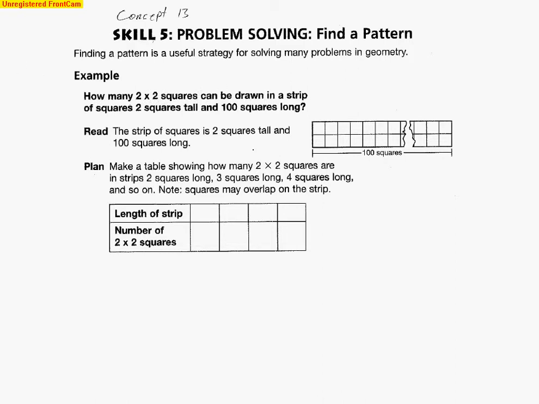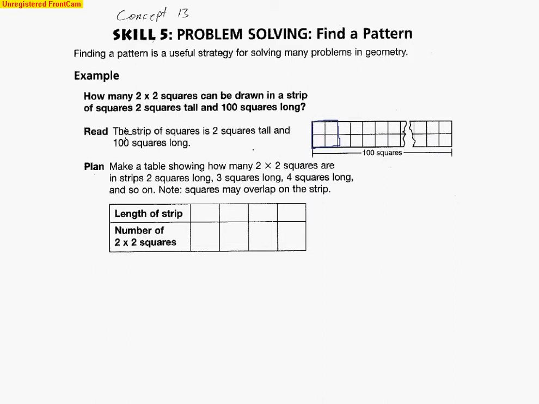Let me give you an example of what a 2 by 2 square would be. This is one side of the 2 by 2 square, and here's another side right here, and so there is the 2 by 2 square. So we want to find out how many of these we can make from a strip that has 100 squares going in one direction, but only 2 squares going up.